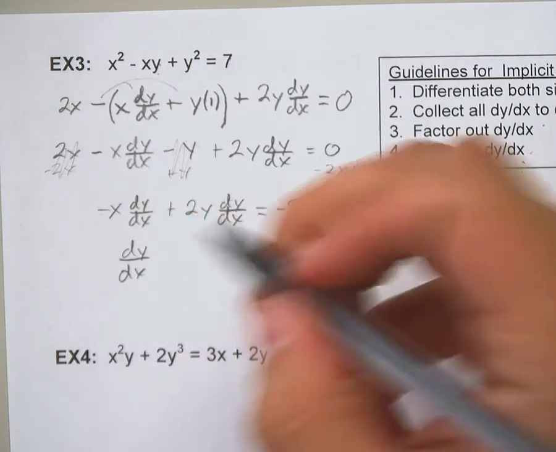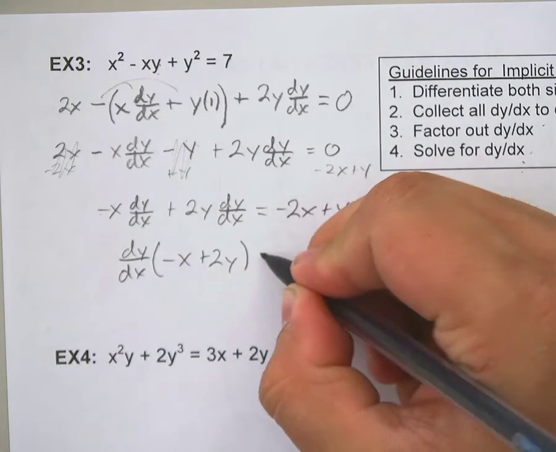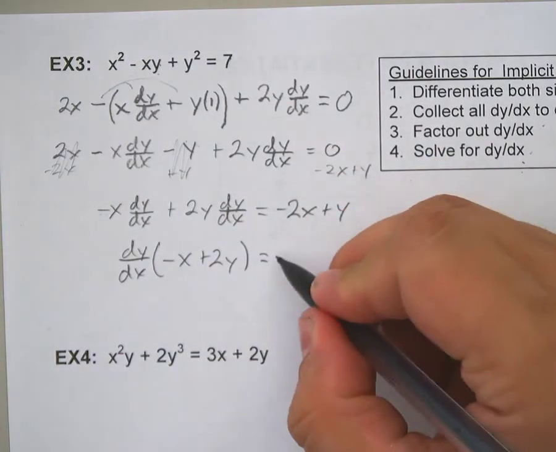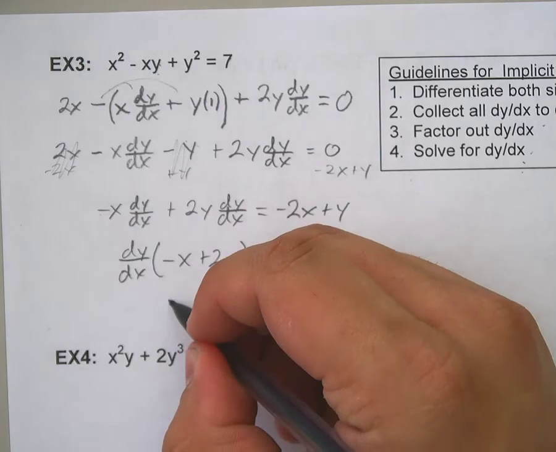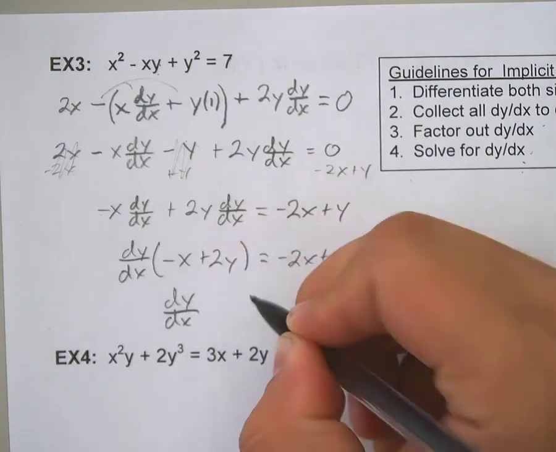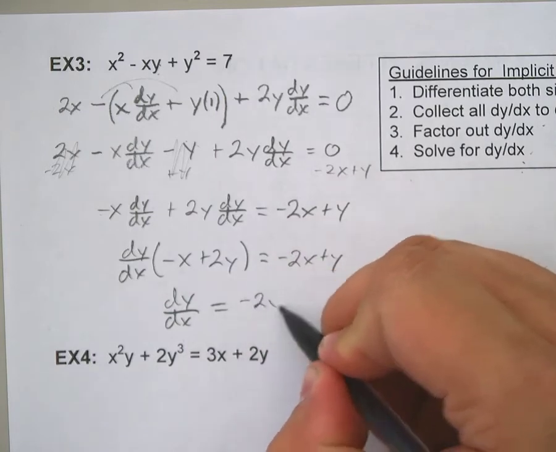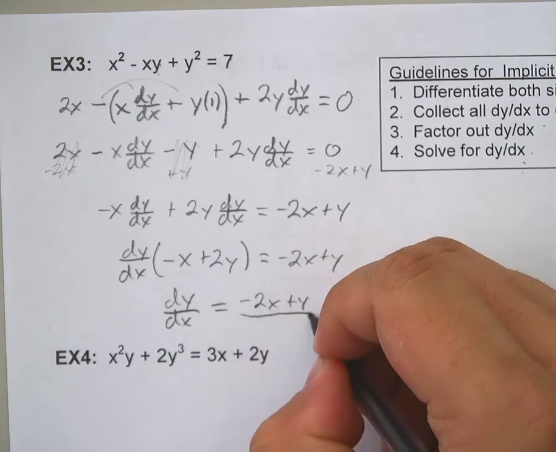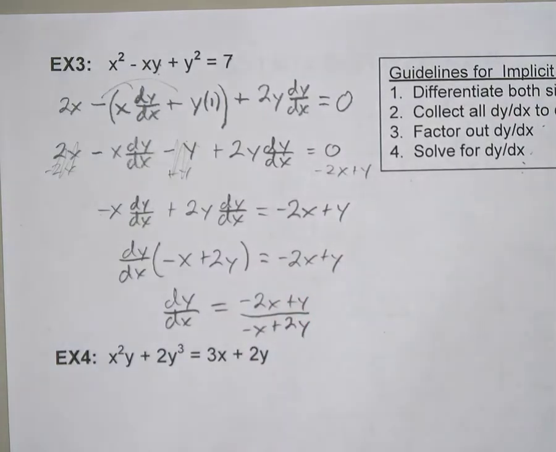I'm trying to solve for dy dx. Big picture here, I am trying to solve for dy dx. So I'll factor out dy dx, right? And then to get dy dx by itself, simply divide over this part. So I end up with a negative 2x plus y, that comes from right here, over negative x plus 2y.